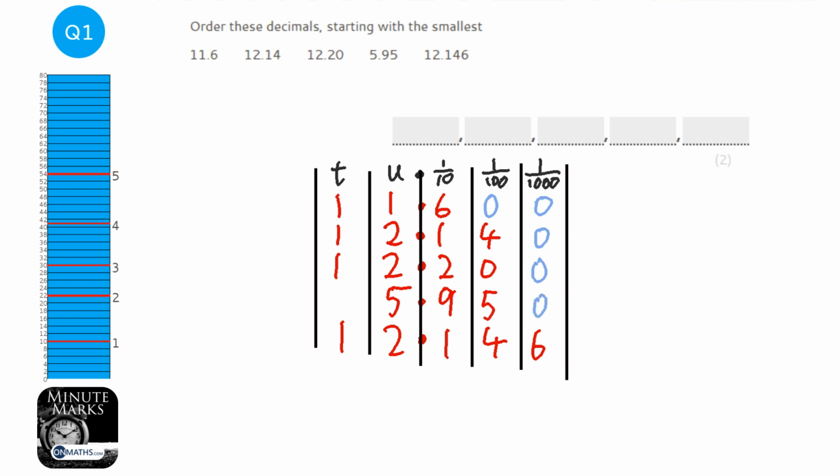Okay, now the first place to look with these questions is the left hand side. So on this question it's our tens column, and we're looking for the smallest number. Well, there's 4 ones there, but there's one technically 0 there. So the smallest number is going to be that 5.95. So we can cross that out because we've dealt with that. All the other ones are the same, so we look at the next column.